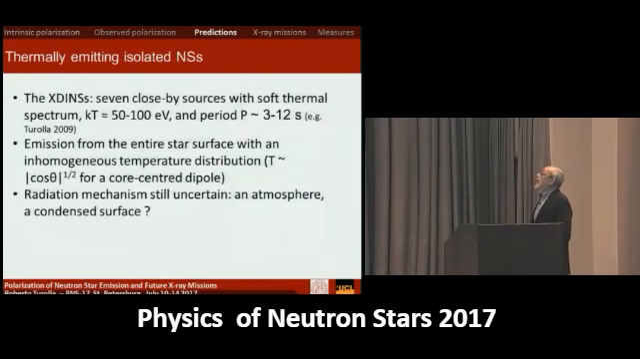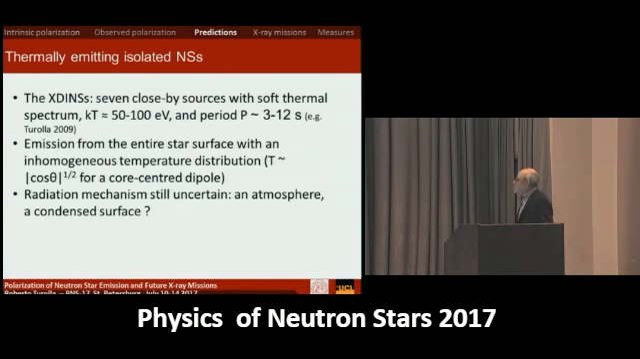Okay, thermally emitting isolated neutron stars, typically the X-ray dim isolated neutron stars. These are 7 close-by sources with a soft thermal spectrum with temperatures of a few tens of electron volts and periods in the range 3-12 seconds. Emission is thought to come from the entire star surface, which has an inhomogeneous temperature distribution dictated by the magnetic field for a dipole. T goes like the square root of cosine theta, where theta is the magnetic colatitude.